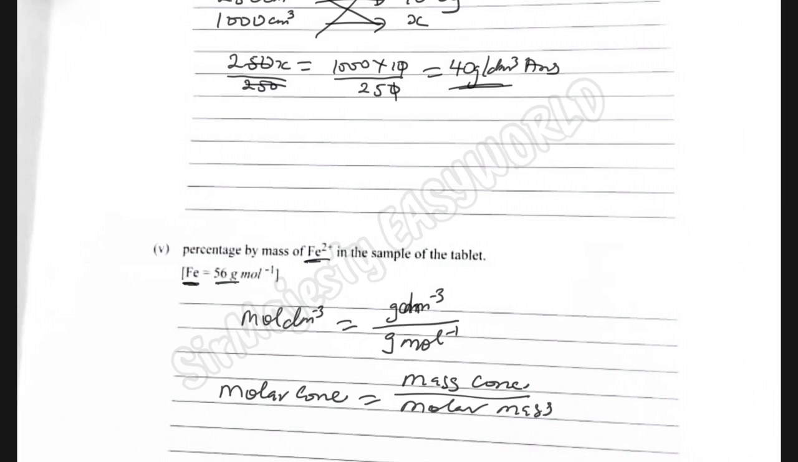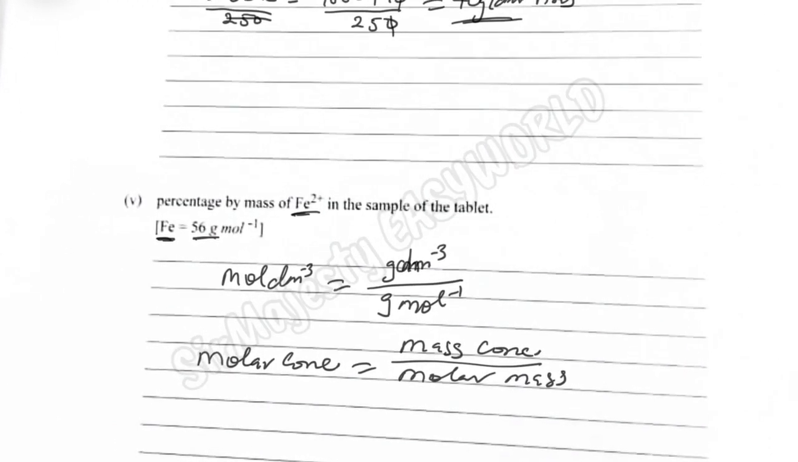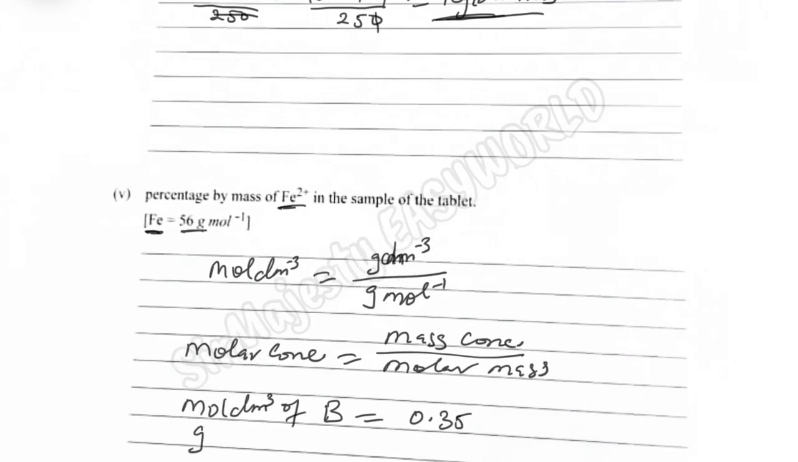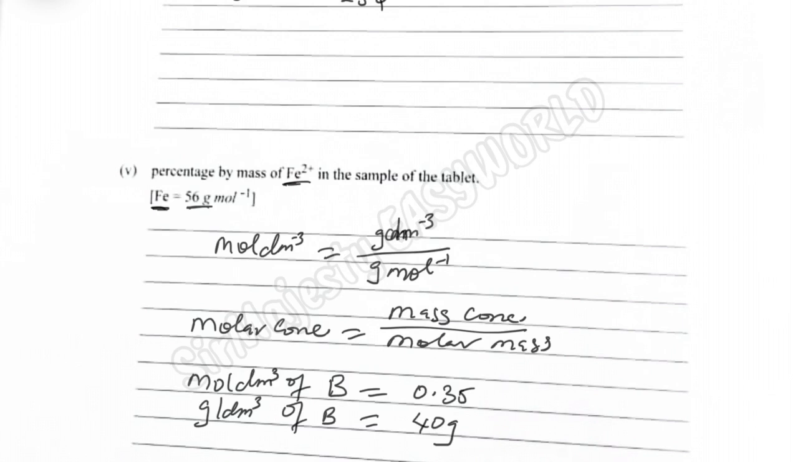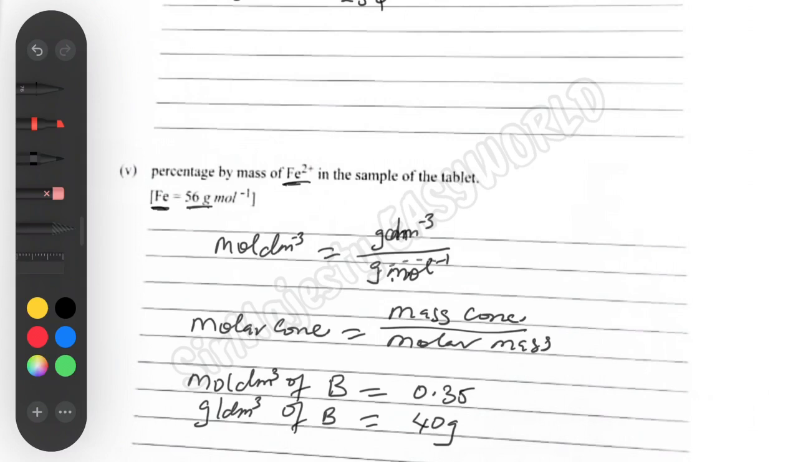So for B, the iron 2 tablet sample, we know everything except one quantity. We know the mole per dm cube. Remember, in question III, which is supposed to be question II, we discovered that the mole per dm cube of B, the iron 2, should be 0.35 moles, while the mass concentration we got just above is 40 grams per dm cube. So the gram per dm cube of B is 40 grams from the information they provided. The only unknown species remaining is this gram per mole.